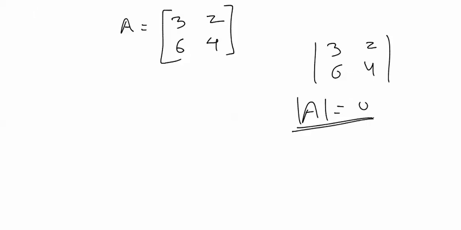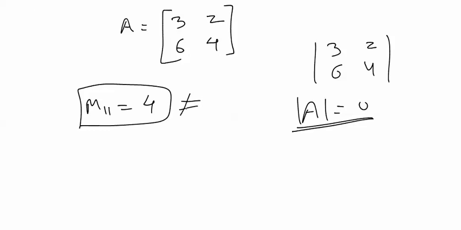So the rank cannot be 2, because the largest order determinant has not got a non-zero value. Here you have got a 0, so that is not the rank. Now if you go to the minors, you have m11, that is 4, which is not equal to 0. So your rank in this case will be 1. Clear? Let us take another example, which will make it very clear.